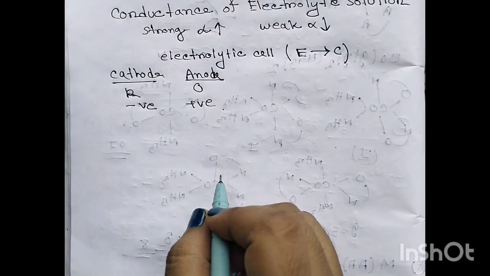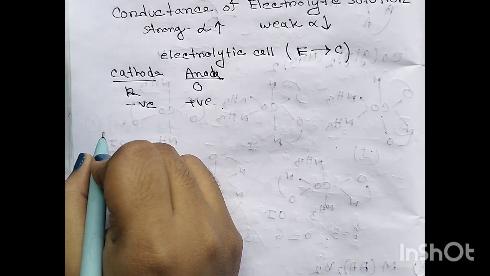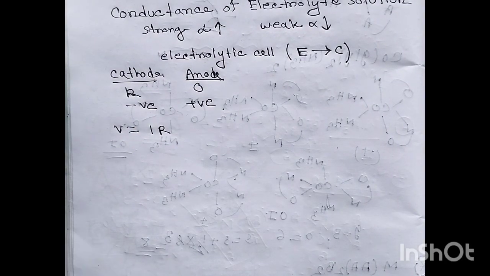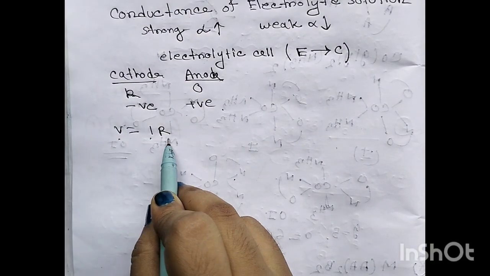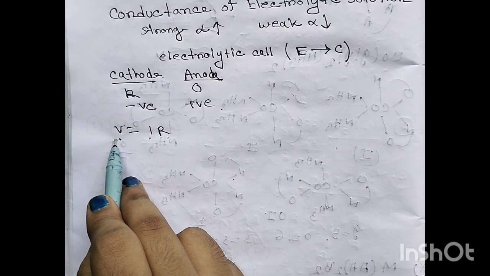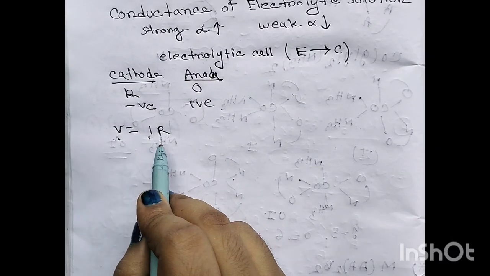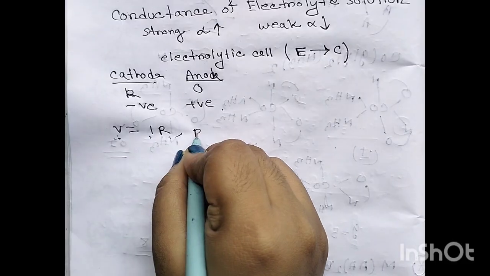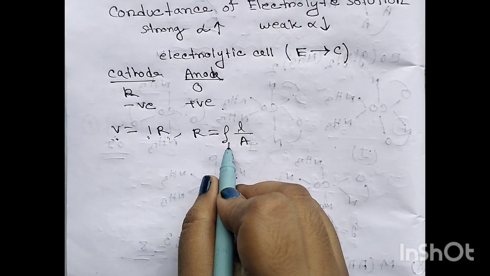Now we discuss about all the formulas. Okay, for Ohm's law we know V equals IR. Here V is volt, I is current, and R is resistance, potential. Okay, now the units of V is volt, I is ampere, and for R is ohm. Okay, now here we can write R equals rho into L by A.